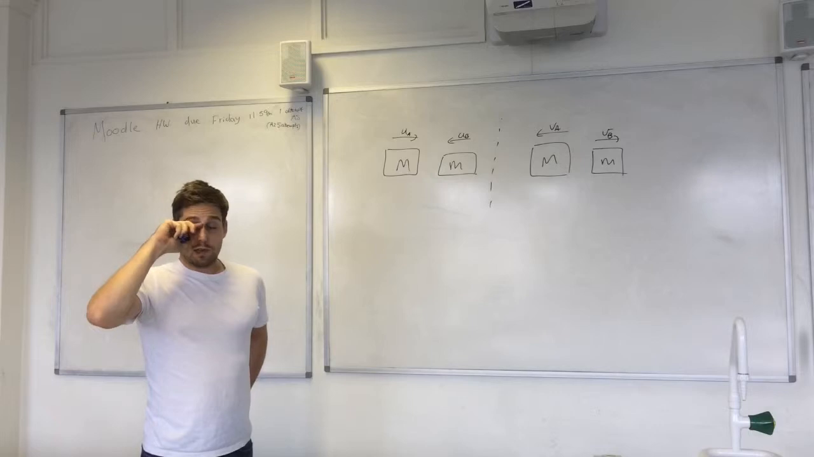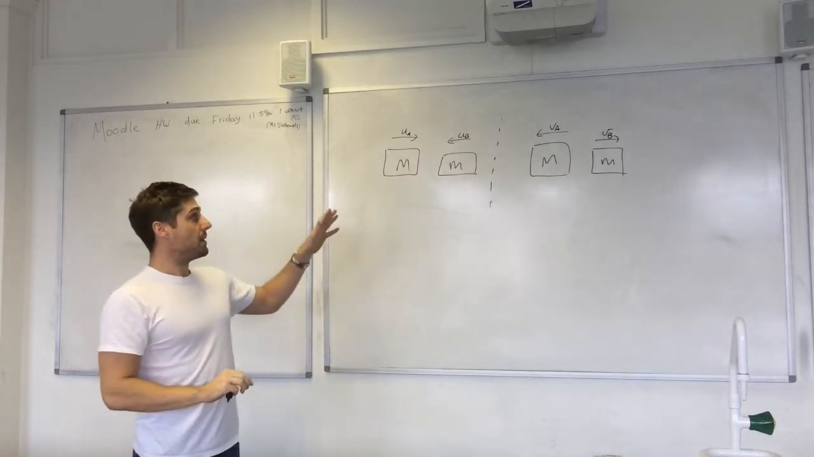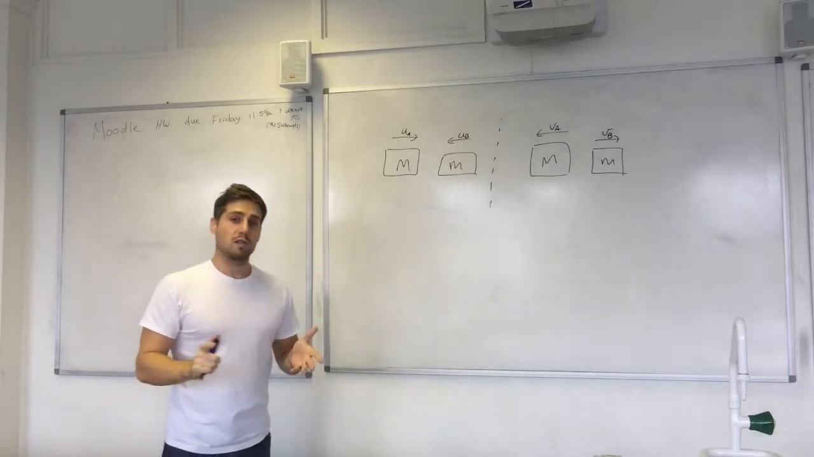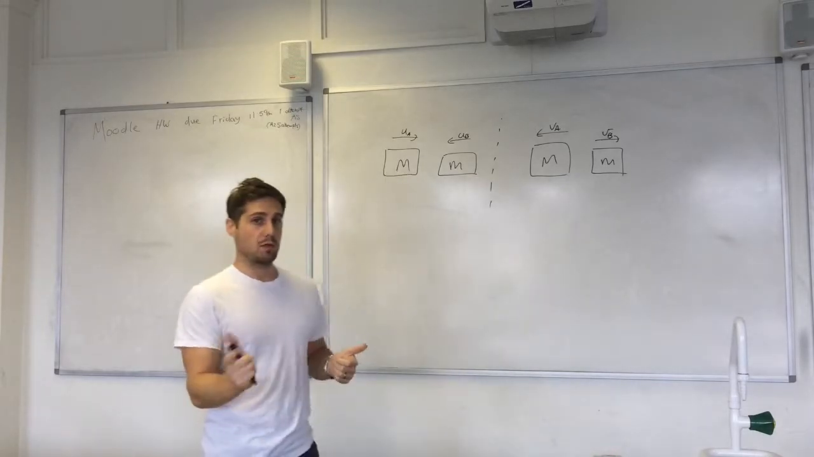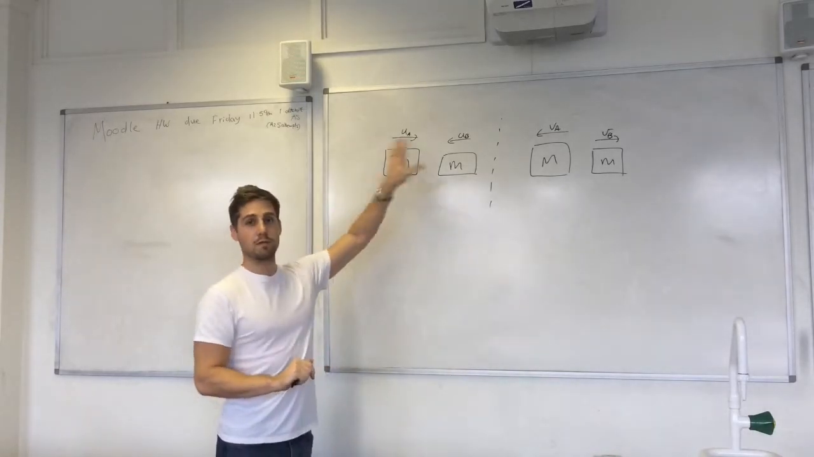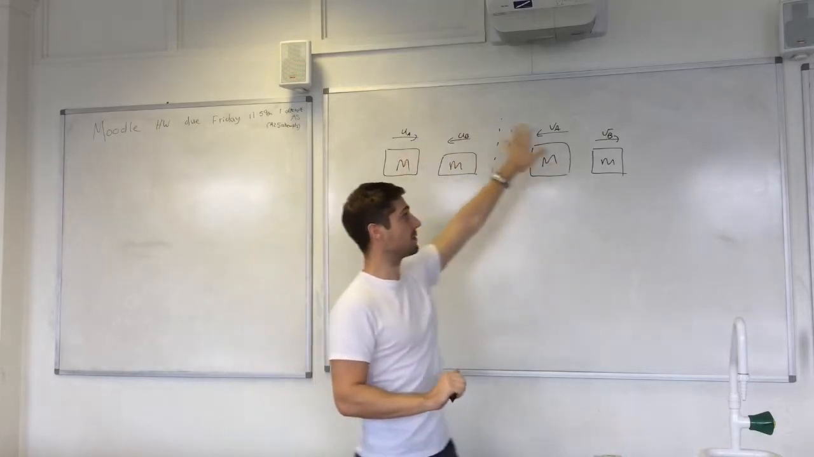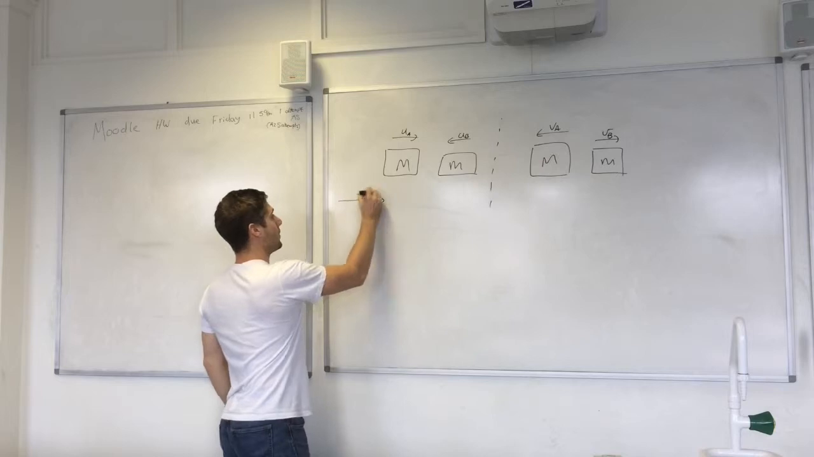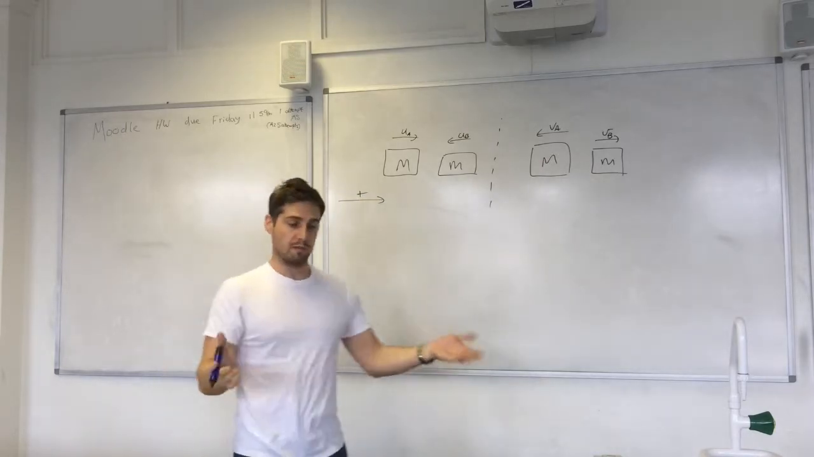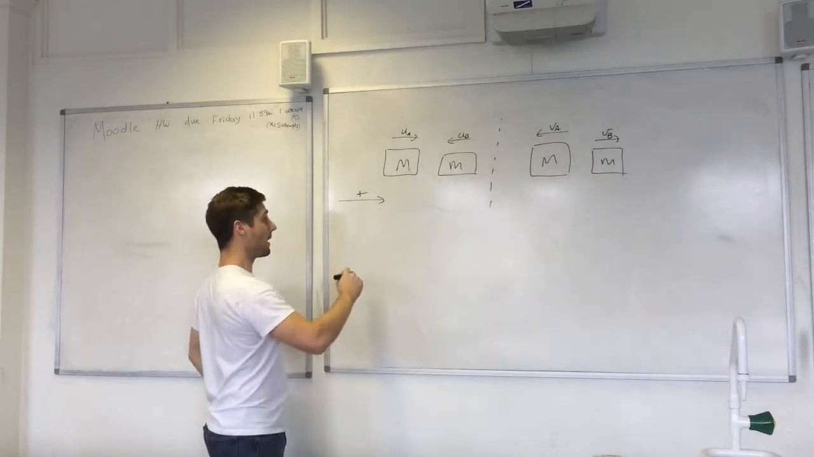Okay. Let's apply the principle of conservation of momentum to this. In order to do so correctly, we're going to need to define which way is positive and which way is negative, because we have two velocities moving in opposite directions. So usually we take to the right as positive, so we'll do that in this case.